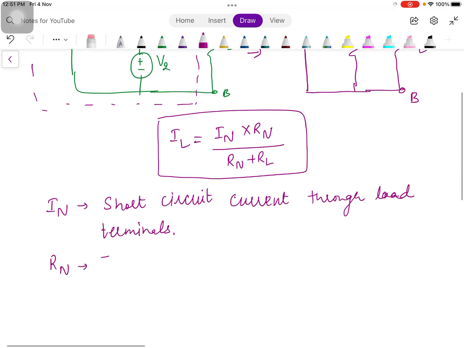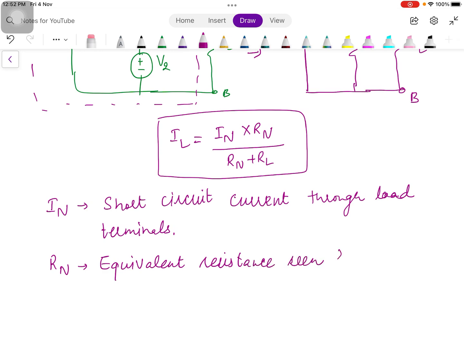Rn is the equivalent resistance seen from the load terminals. The equivalent resistance seen from the load terminals, how to calculate this? If we have any independent voltage source, we can replace that by a short circuit, and if we have any independent current source, that current source will be replaced by an open circuit. And if we have a dependent source, in that case we can't replace them by open circuit and short circuit. The methodology is different, which I will discuss in the coming videos.